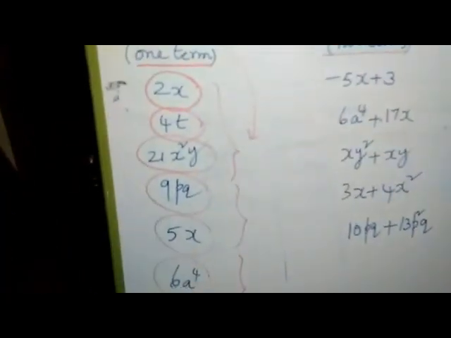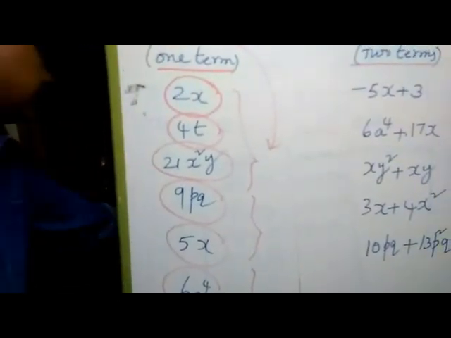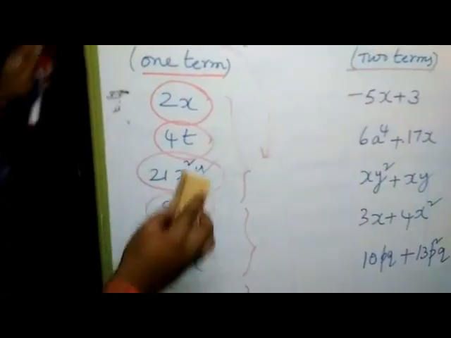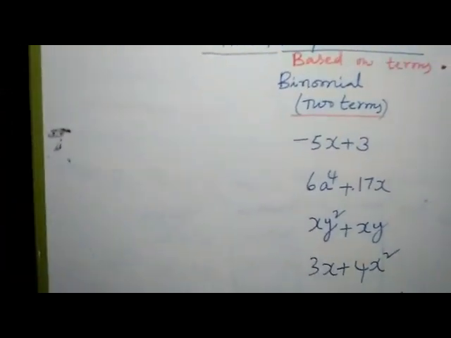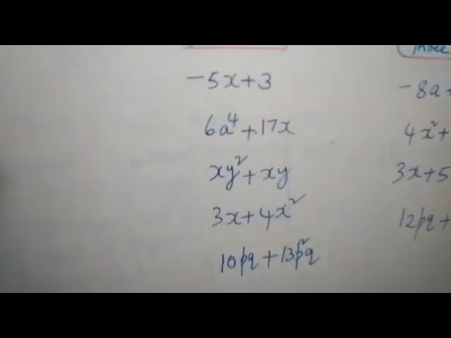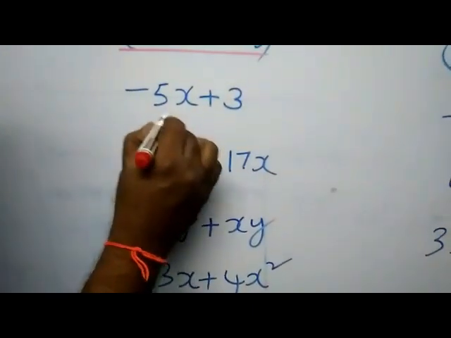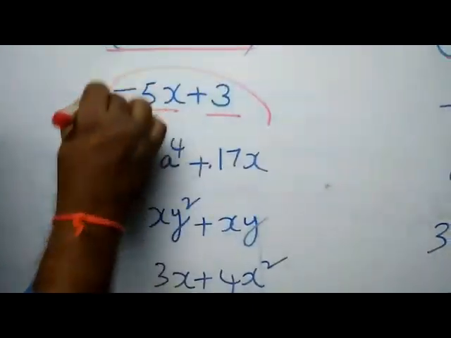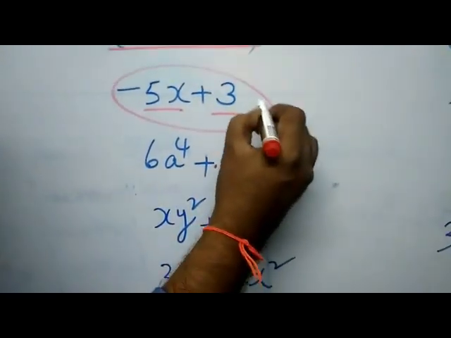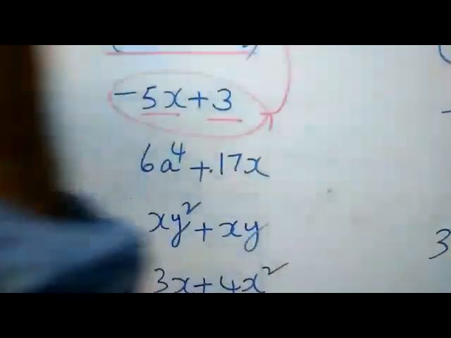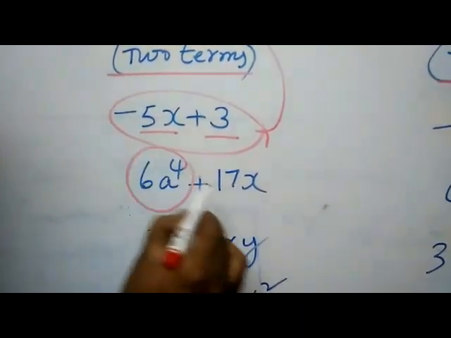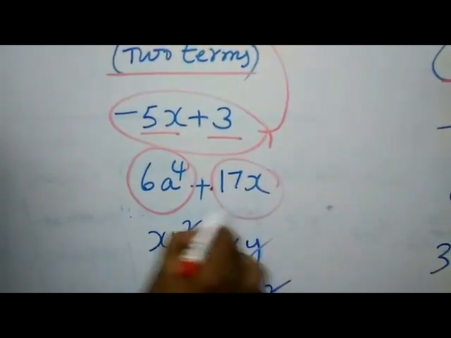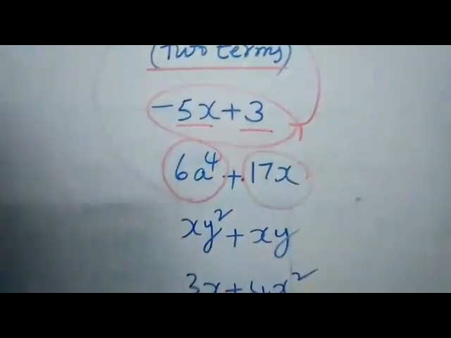Examples of monomials. Coming to binomial. The first one is minus 5x plus 3. Why? Because this is one term, this is one term. The total number of terms is 2. That's why it is a binomial. Here 6a to the power of 4 is one term and 17x is one term, total 2 terms. That's why it is a binomial.